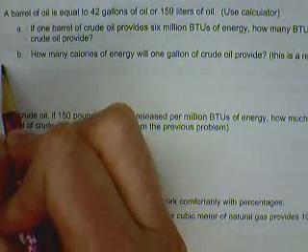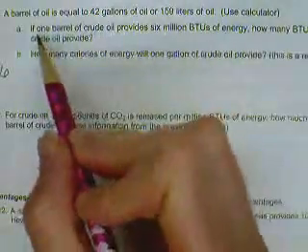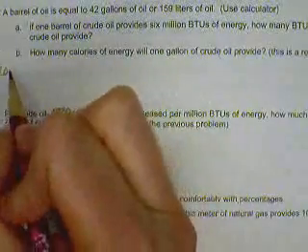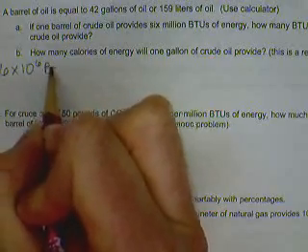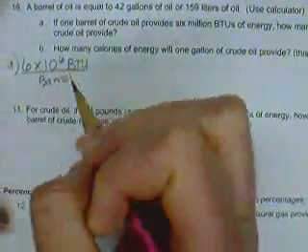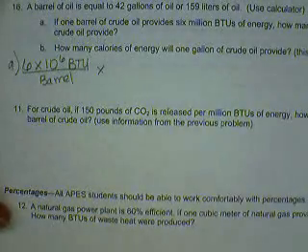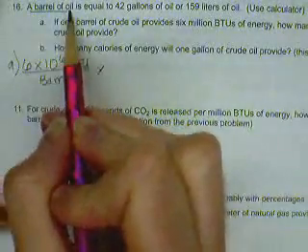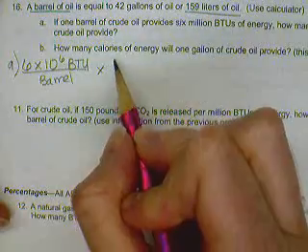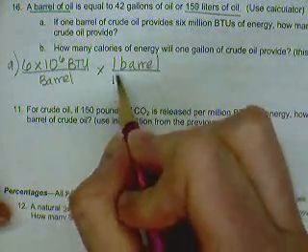6 million BTUs, because it says so here. If 1 barrel of crude oil provides 6 million BTUs of energy, so 6 million is 6 times 10 to the 6 BTU, and that's per barrel. And it's asking us how many BTUs of energy will 1 liter of crude oil provide. It says a barrel of oil is equal to 159 liters. So 1 barrel is equal to 159 liters.